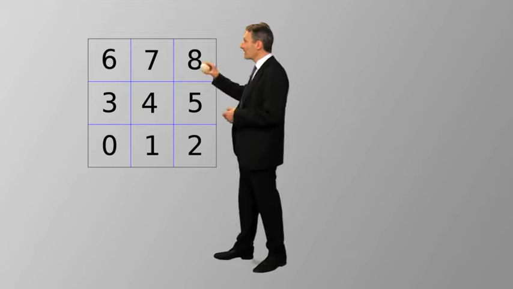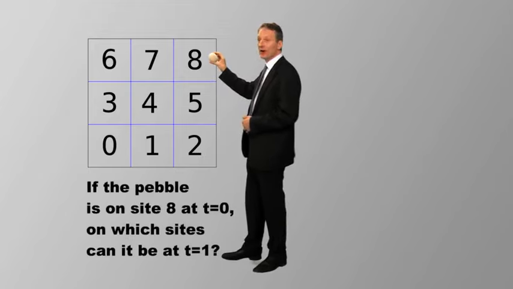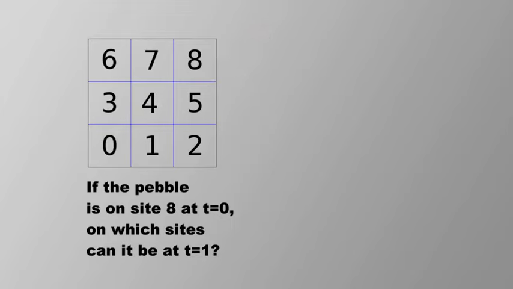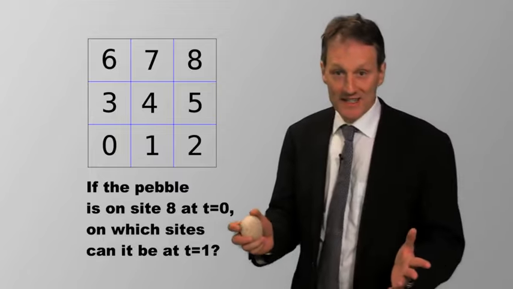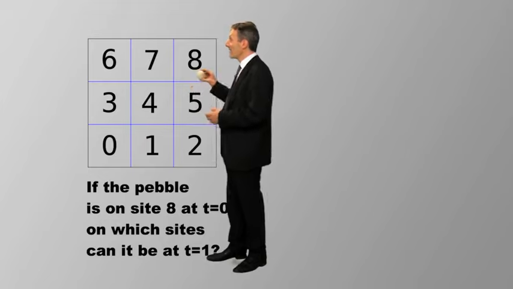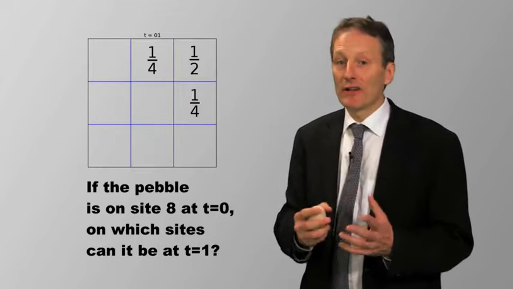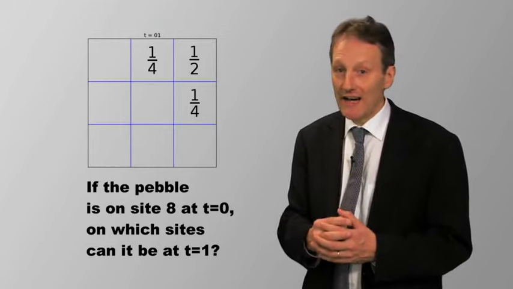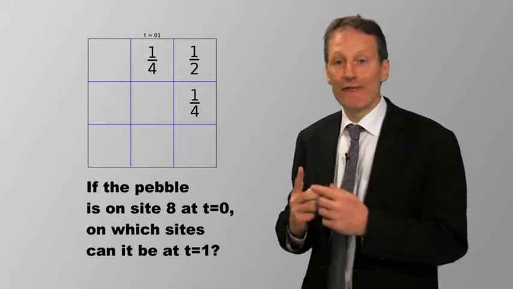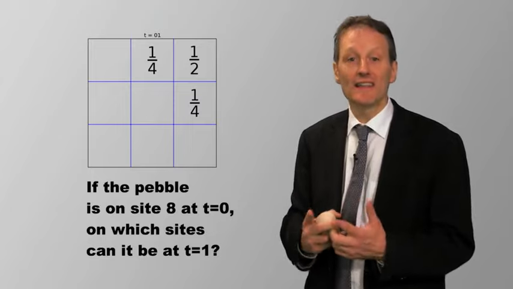Before running this algorithm, let us ask a few questions. First question. If at time t equals 0, the pebble is in the upper right corner on site 8, on which sites can it be at time t equals 1? Of course, it can be on the sites 5, 7, and 8. In fact, the pebble will remain on site 8 with probability 1/2, and it will move to sites 5 and 7 with probability 1/4 each.